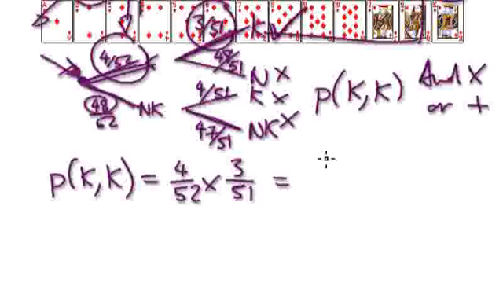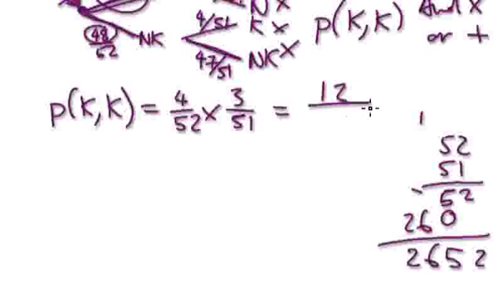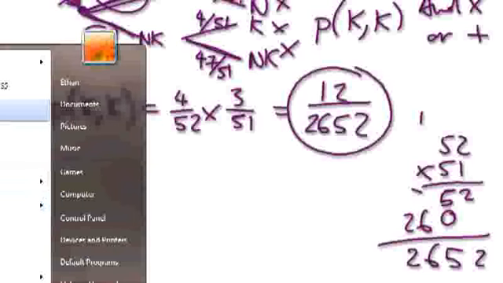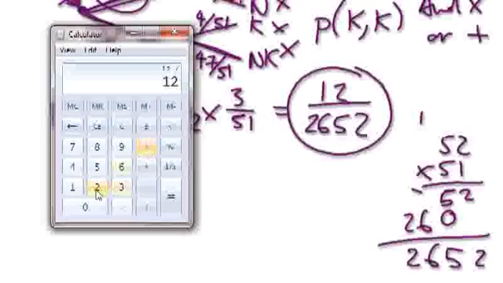So this would be 12 over 52 times 51, which is 2,652. So it would be 12 over 2,652. So this would be your answer here. You could simplify, but let's just jump to a calculator and convert that to a decimal. So it's just a matter of 12 divided by 2,652.